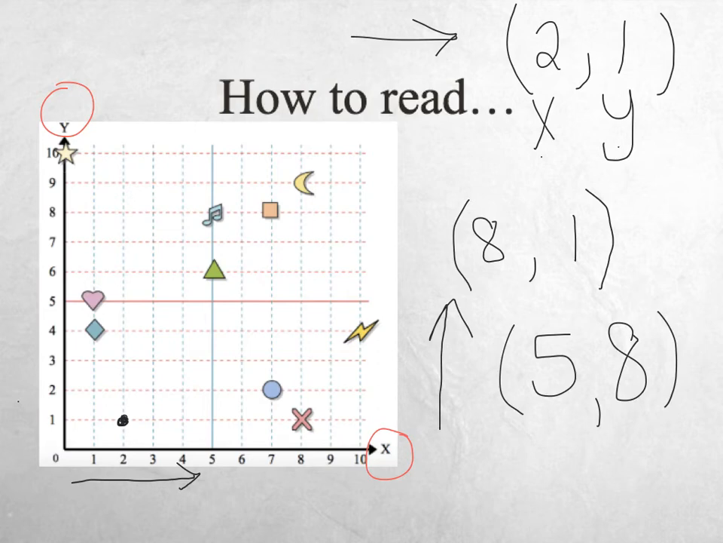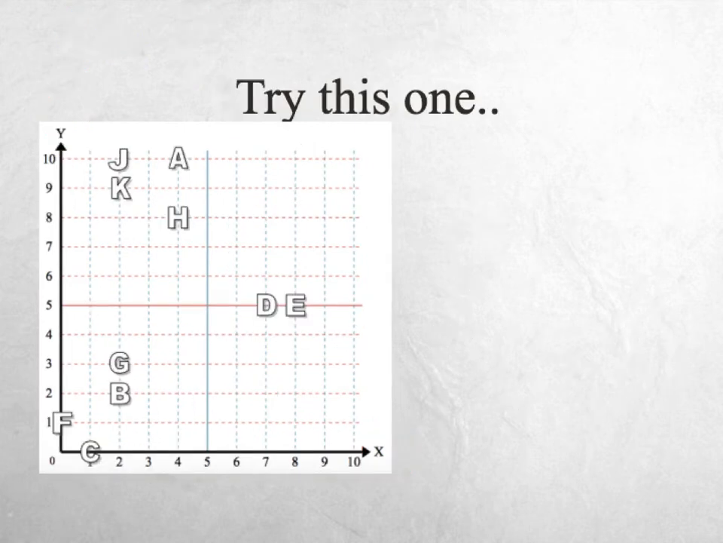Okay, so pause the video, and I want you to figure out where the lightning bolt is. What is the coordinate for the lightning bolt? Replay the video to check your answer. Okay, hopefully you paused the video. This lightning bolt, you go across the x-axis, you would land on 10, so the coordinate would start out with 10, and then it goes up to the 4 on the y-axis, so the coordinates for the lightning bolt would be 10, 4.